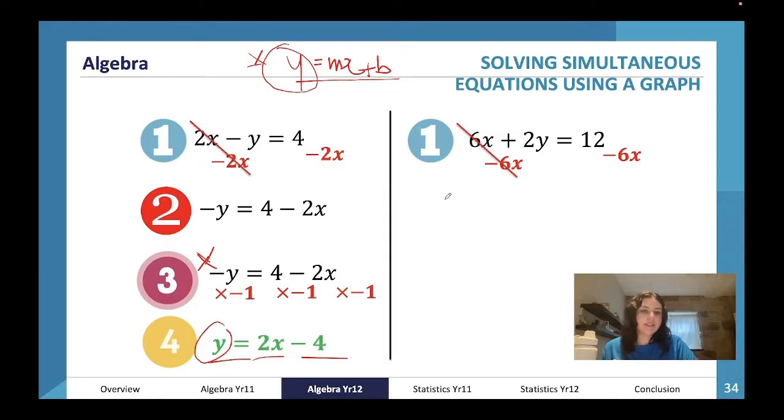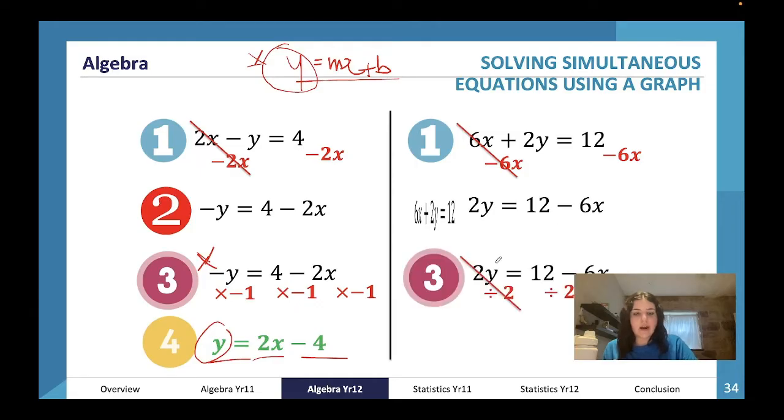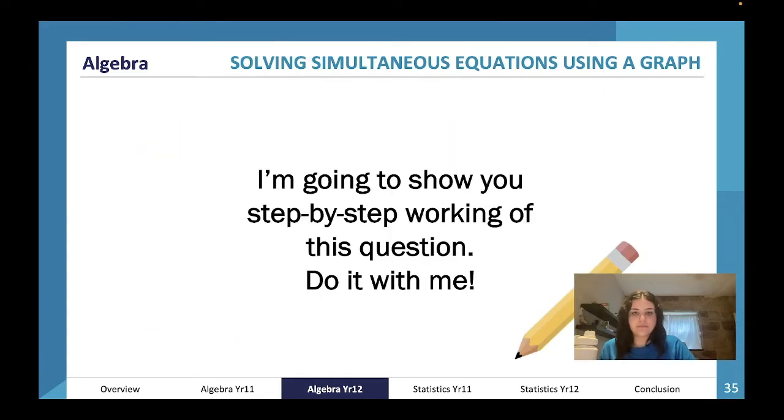Other side, 6x plus 2y equals 12. We're going to move the 6x by subtracting it from both sides, which leaves us with 2y equals 12 minus 6x. Now we can't have a 2y. Again, look at our formula: y equals mx plus b, not 2y, y. So we're going to divide everything by 2 to get just y equals negative 3x plus 6.